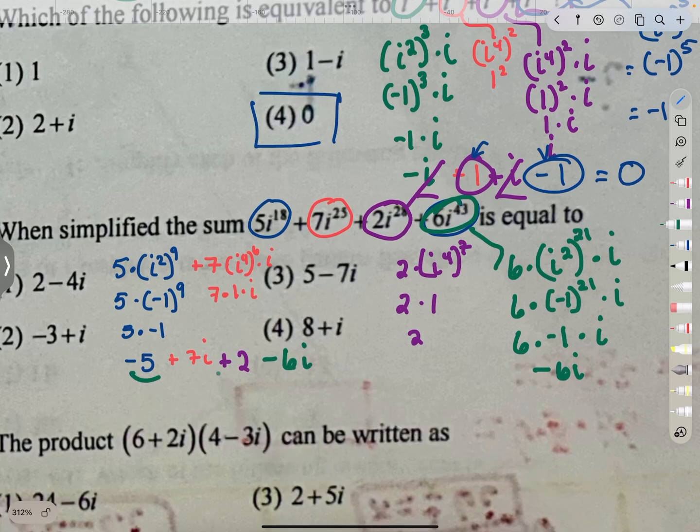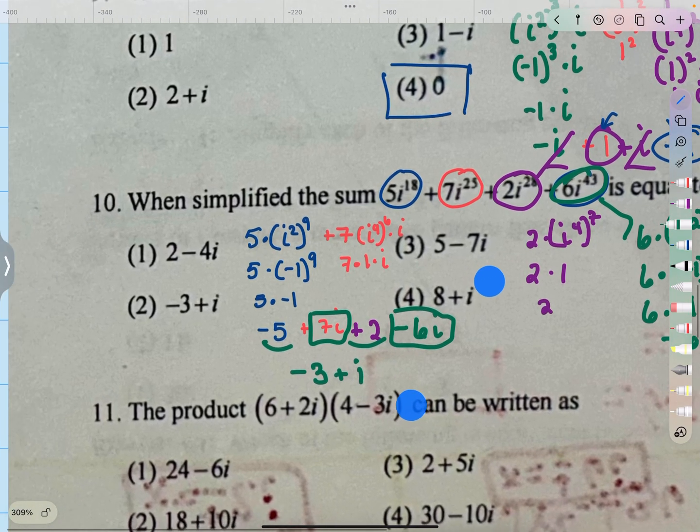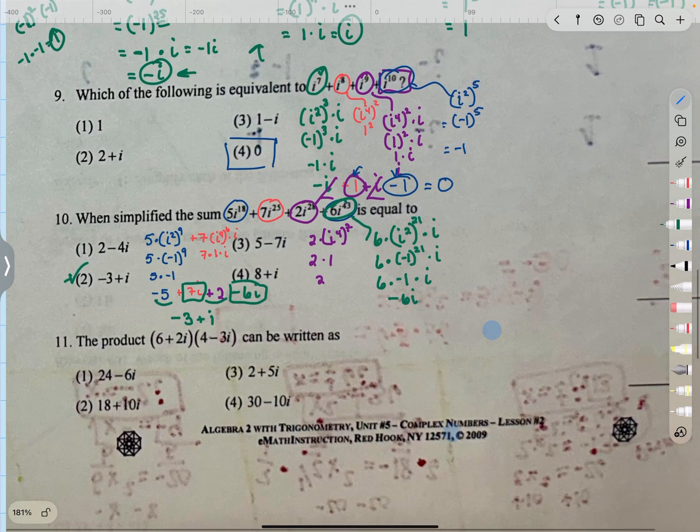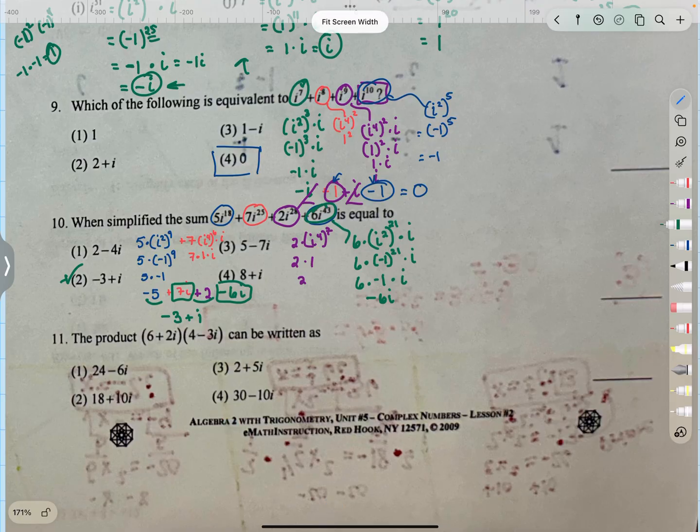So let's add up the like terms. The real stuff adds up to a -3, but the imaginary part, 7 minus 6, adds up to a 1. So I'm looking for a -3 plus i. That was a lot of work. Calculator, by the way, you could just type that in like I showed you. It did spit out that answer just perfect.